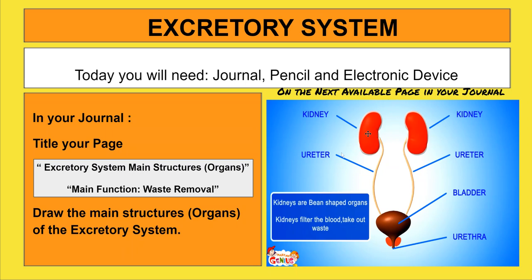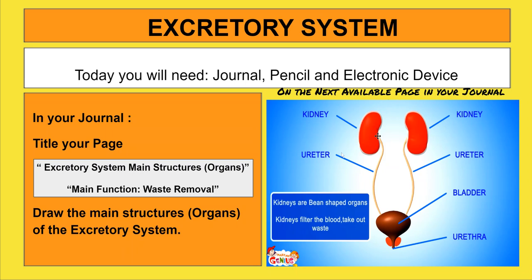And here's the place where it happens. So inside here are millions of little filters called nephrons. You may not see that word in the test, but just in case, be familiar with the word nephron. Nephron is the name of the tiny little filters in here. So picture millions of little coffee filters in here, and they're filtering your blood, taking out the urine, and letting the blood go back into your body system.